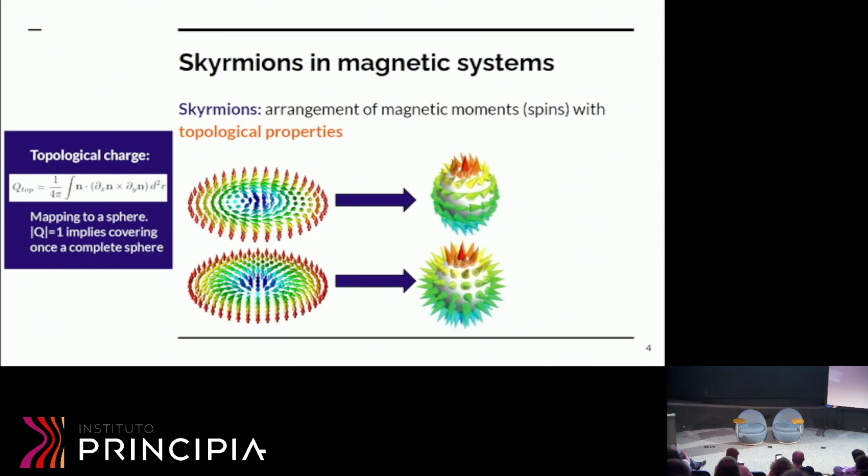So here you have two textures which are very similar, but they differ in the way that the arrows go from up to down in the core. Basically, if you put all the ends of the arrows together, you can show that you completely wrap a sphere. This wrapping of the sphere is what gives these textures their topological characteristics, which can be calculated in the continuum as the topological charge. If you wrap the sphere one time, you have a topological charge of either 1 or -1, depending on how you define your triple product.